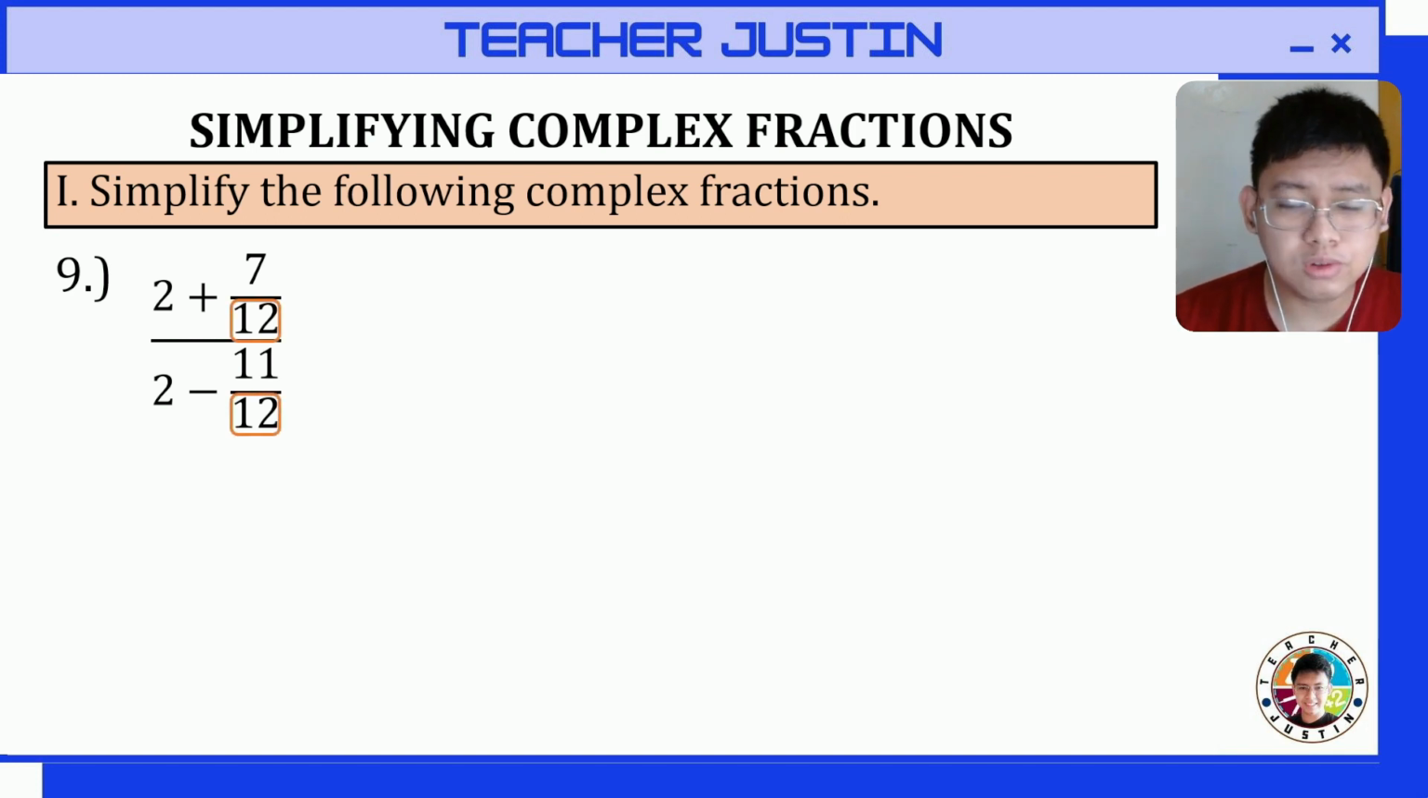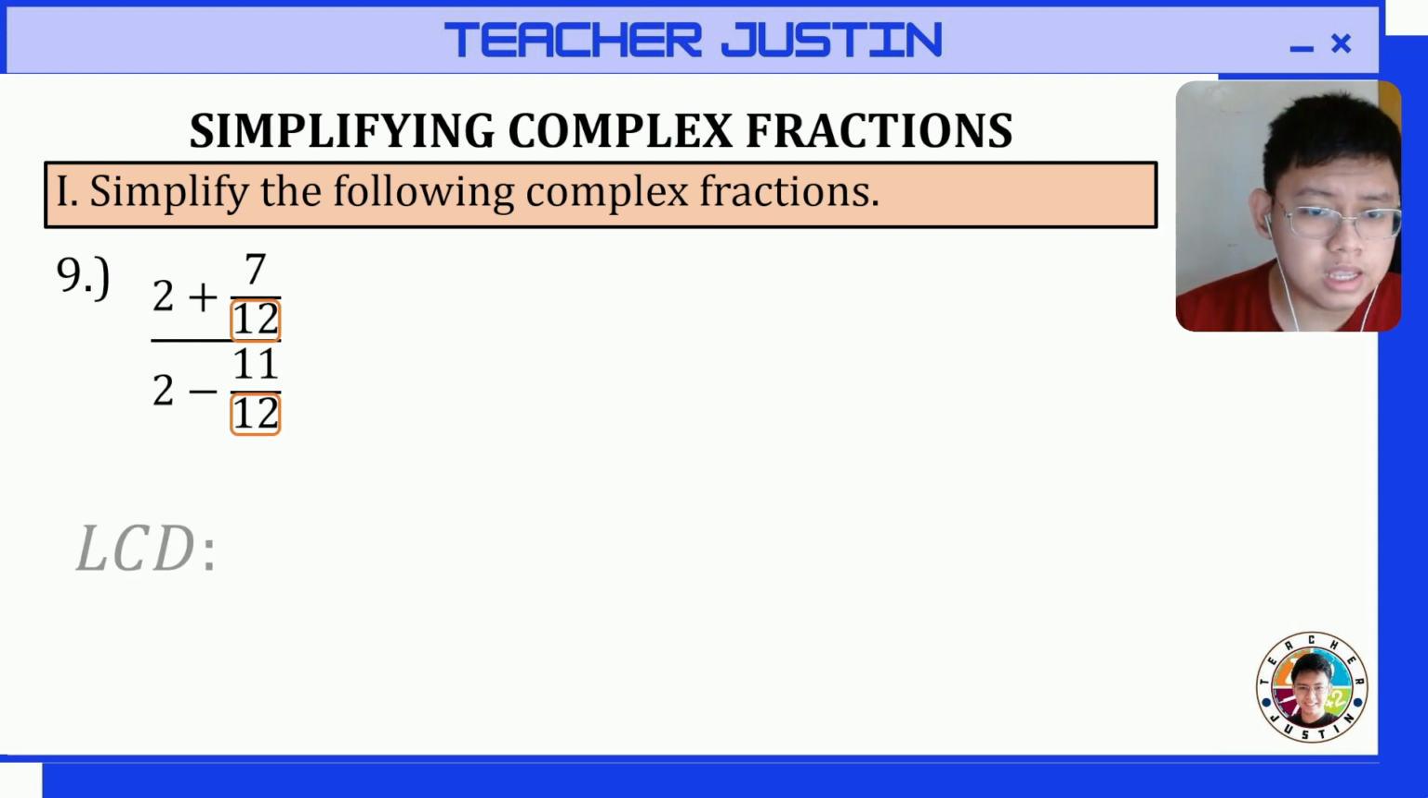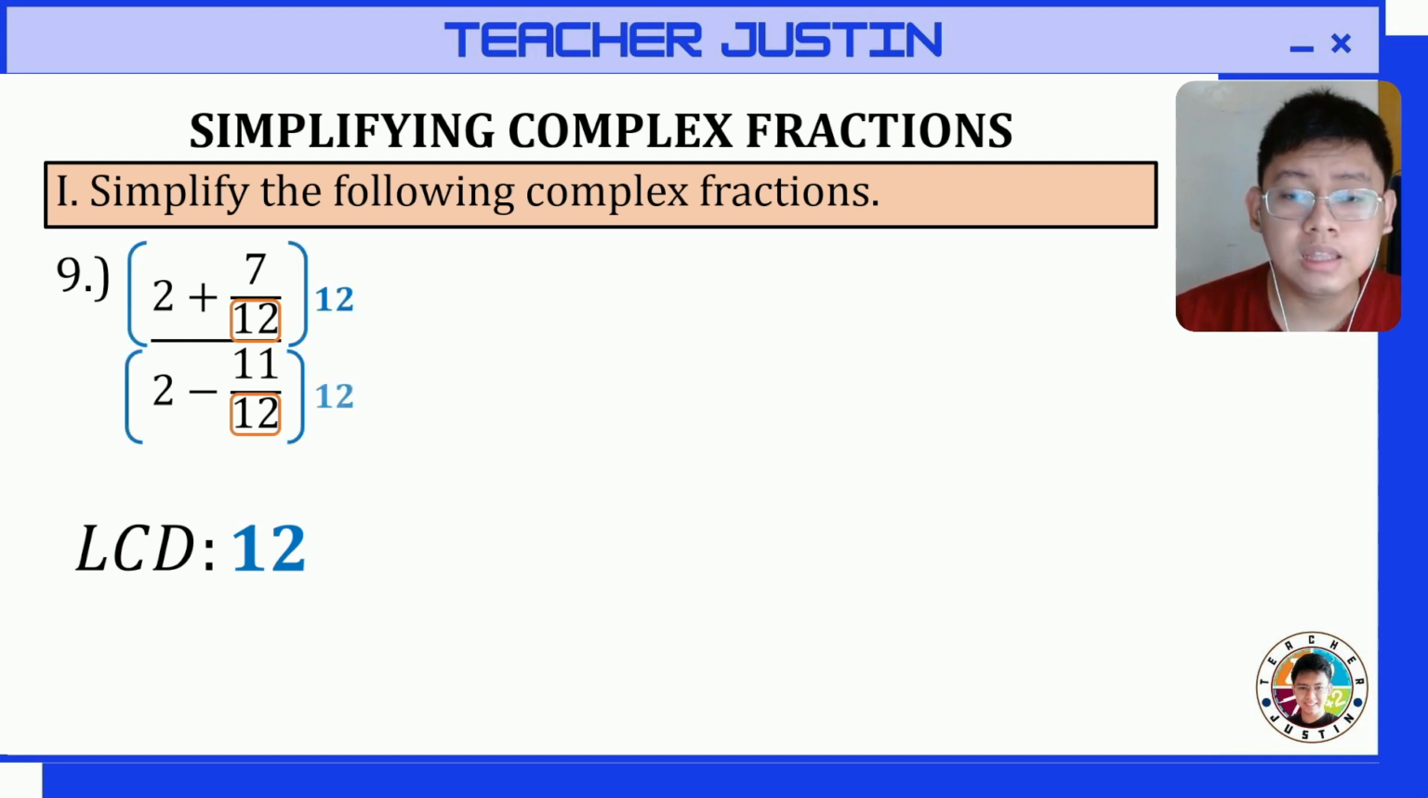So, pagkatapos natin kunin lahat ng denominator na present sa ating complex fraction, we have to get the least common denominator. So, we have 12 and 12. So, the least common denominator is 12. Now, let's multiply both numerator and denominator by the least common denominator, which is 12.